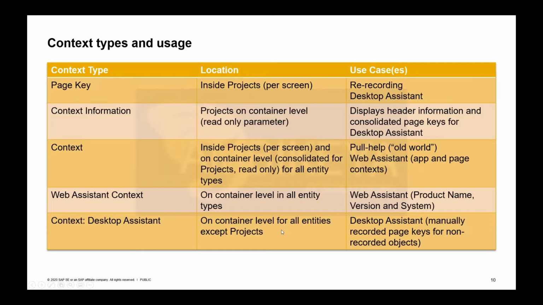And any other object type, like a book page, a book, a group, a text unit that you want to put into context for desktop assistant, needs to be contextualized manually, which is that record context button, also on container level. And this context information needs to be stored somewhere, and that's where it's stored. The desktop assistant for manually recorded page keys for non-recorded objects like everything but not projects.